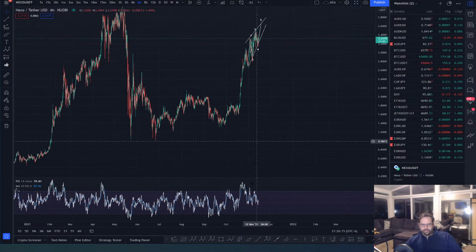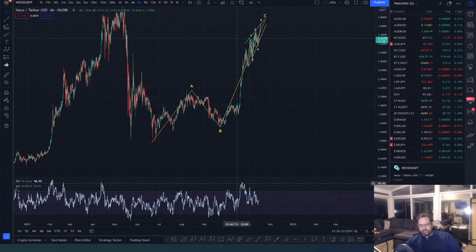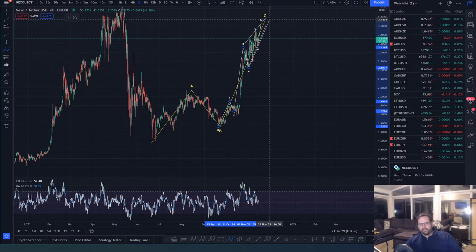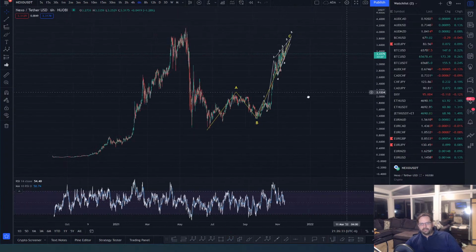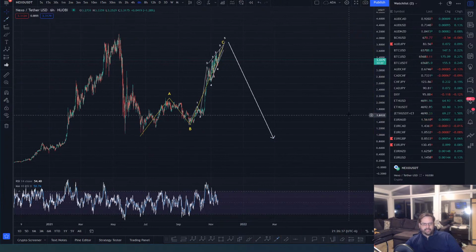And then you got a nice A, B, C right there. Done. 1, 2, 3, 4, and then 5 right there. Looks done. And then a big dump coming. That's what I see. So yeah, there's Nexo USDT. That's what it looks like to me. That looks like a nice clear chart.